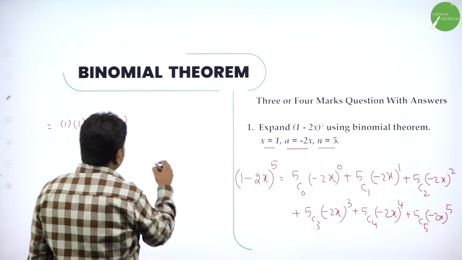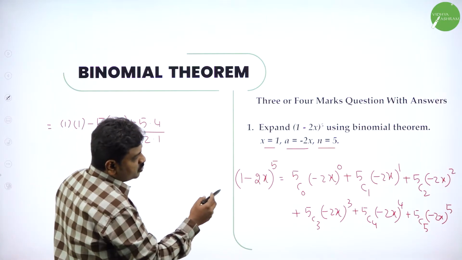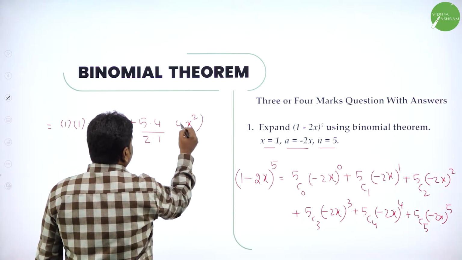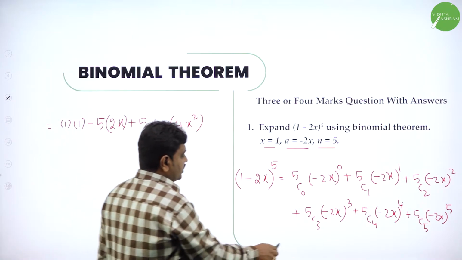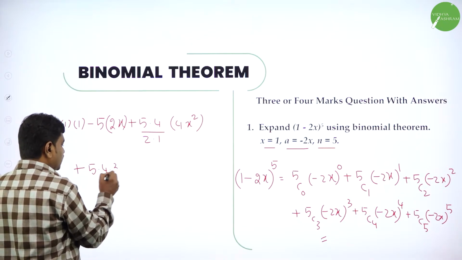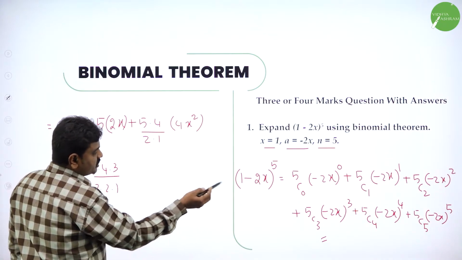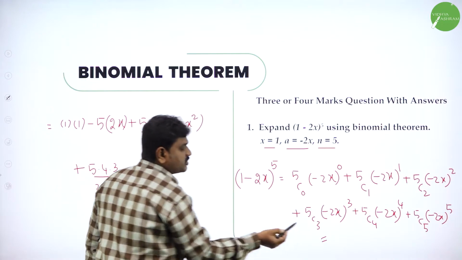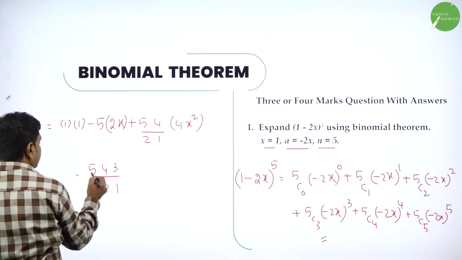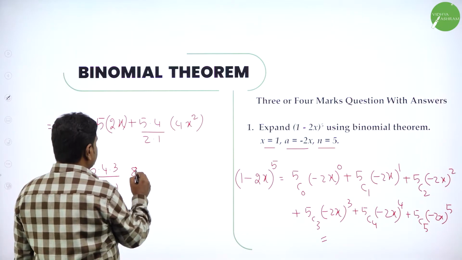Then we have 5c2. 5c2 means 5 into 4 divided by 2 into 1. (Minus 2x) square. Minus 2 whole square becomes plus 4x square. Then we have 5c3. 5c3 means from 5, 3 terms: 5, 4, 3 divided by 3, 2, 1. (Minus 2x) cube, minus whole cube becomes minus. So I'll write minus here. Or we say alternate terms will become minus. Then minus 2 cube, 2 cube is 8, minus 8, that minus I wrote here, x cube.